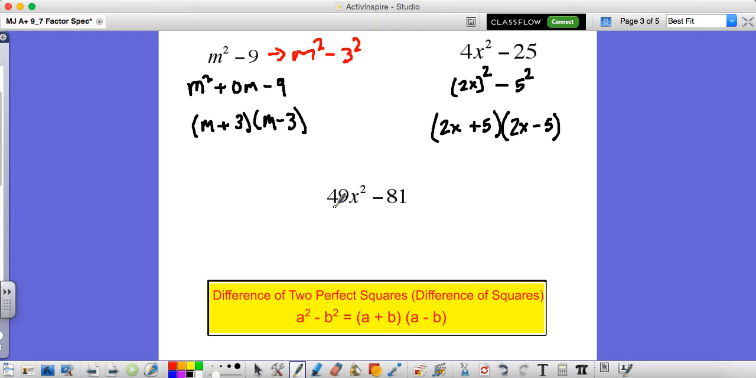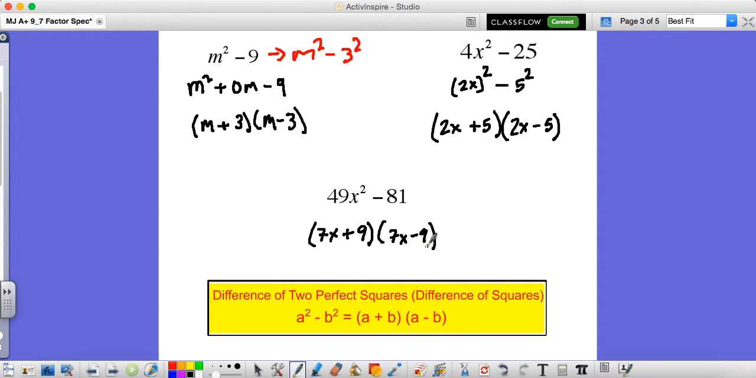Looking at our third example now, what times itself gets you 49? Well, 7. So our a value is 7x. What times itself gets you 81? 9. So we have 7x plus 9 times 7x minus 9.